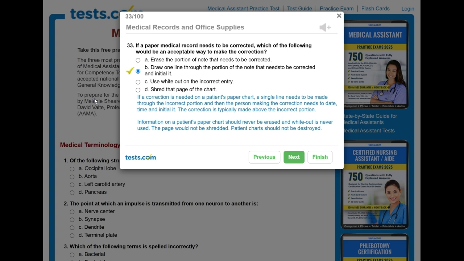B. Draw one line through the portion of the note that needs to be corrected and initial it. If a correction is needed on a patient's paper chart, a single line needs to be made through the incorrect portion, and then the person making the correction needs to date, time, and initial it. The correction is typically made above the incorrect portion. Information on a patient's paper chart should never be erased, and whiteout is never used. The page would not be shredded. Patient charts should not be destroyed.